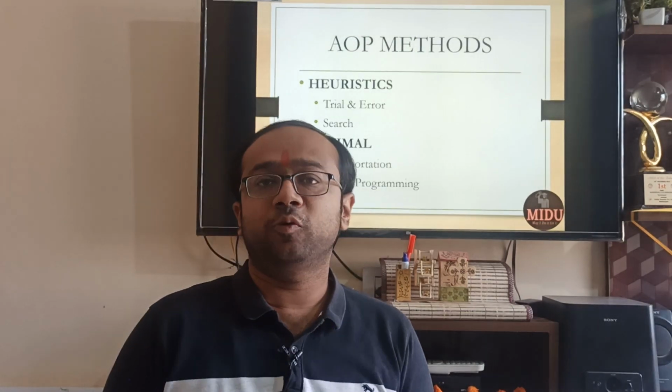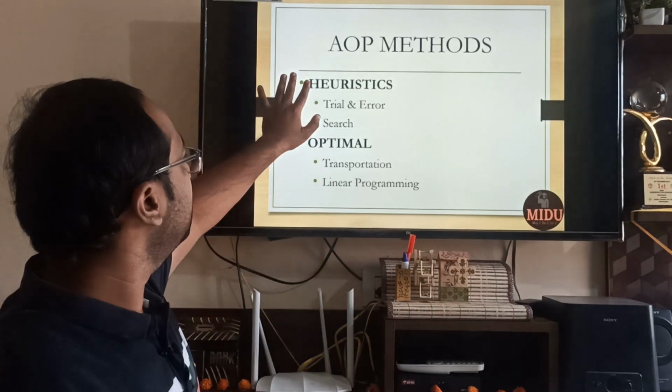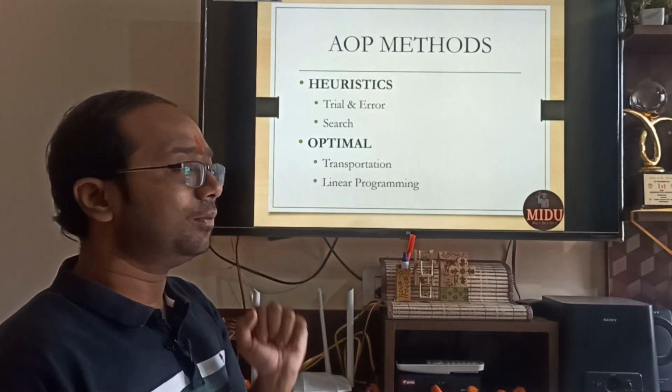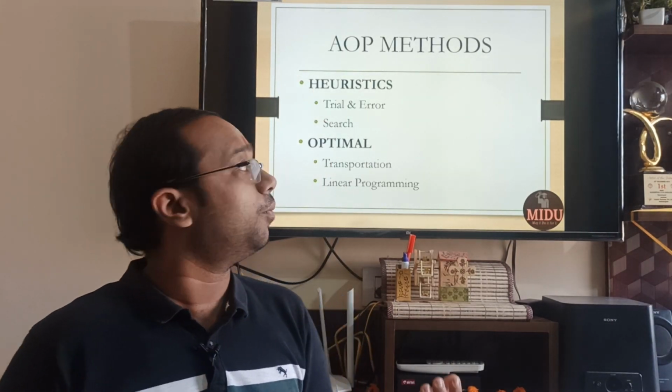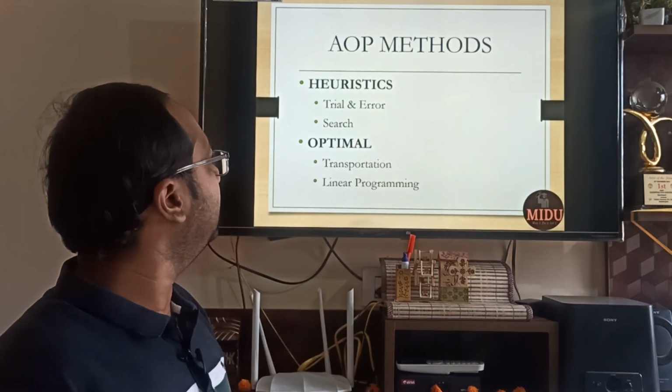Now let us go to the AOP methods. AOP stands for alternate operation planning, and there are two methods, my dear friends. First is heuristics, second is optimal. In heuristics, first option is trial and error and second is search. In optimal, transportation and linear programming. Let us understand what are these.